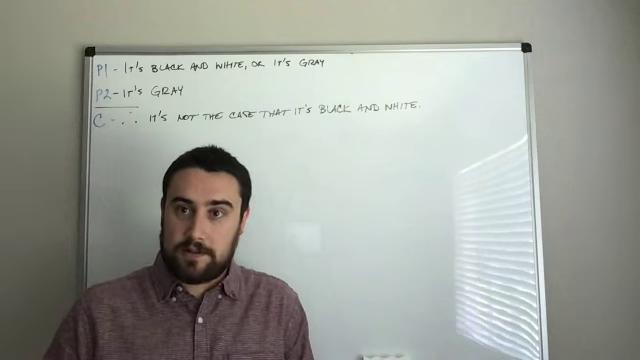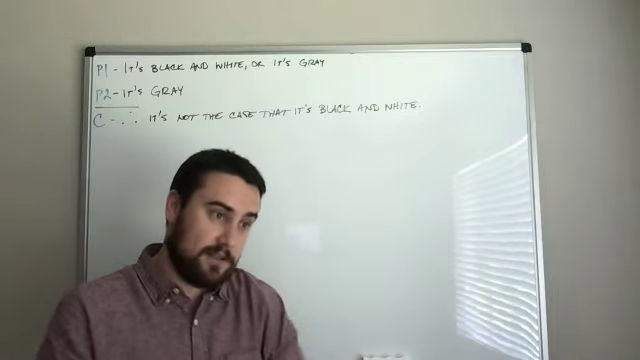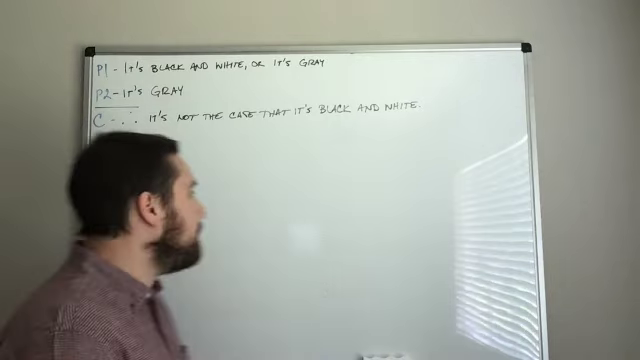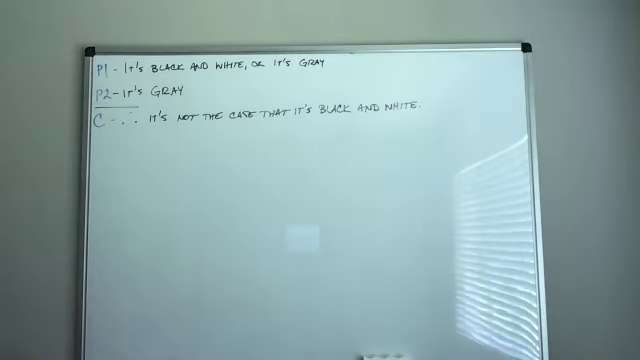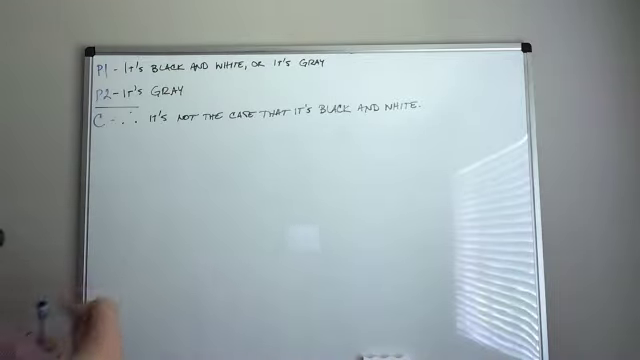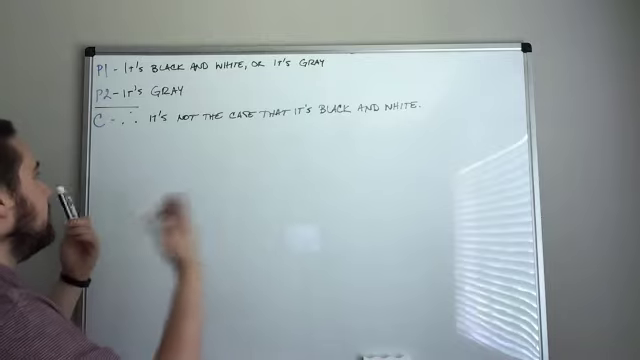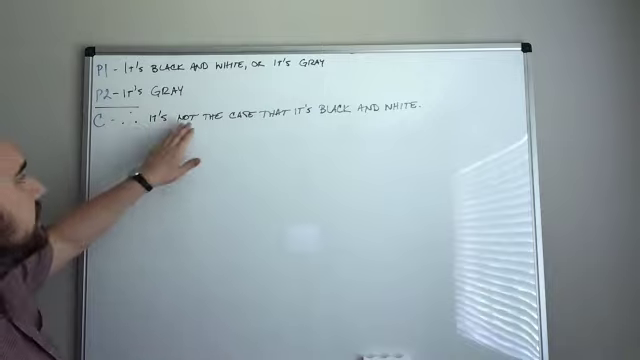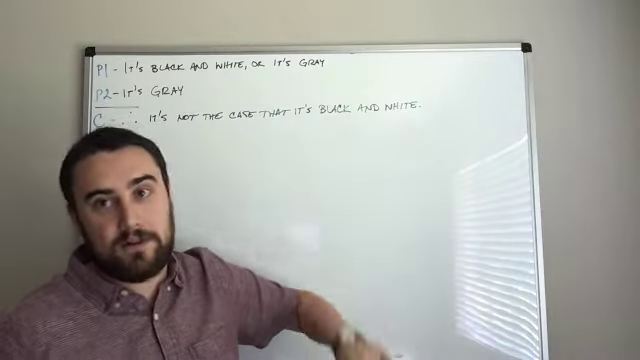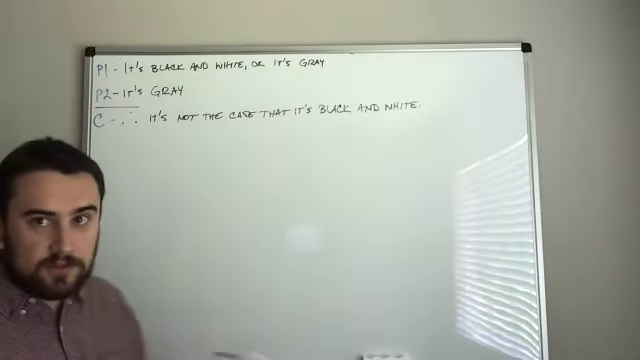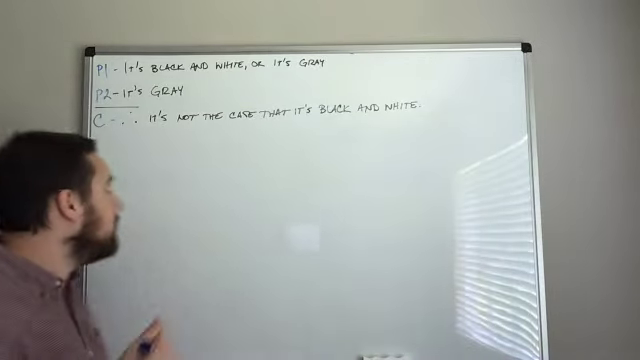Alright, so let's take a look at this example in order to practice making a truth table with 3 atomic sentences and testing for validity. We have the sentence: it's black and white, or it's gray. Second premise says it's gray. The conclusion is, therefore, it's not the case that it's black and white. First thing we need to do, just like in all these problems, is transcribe the argument.